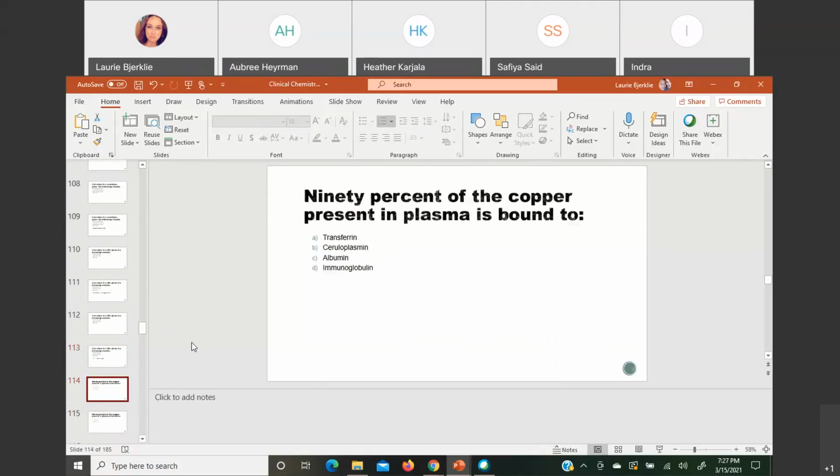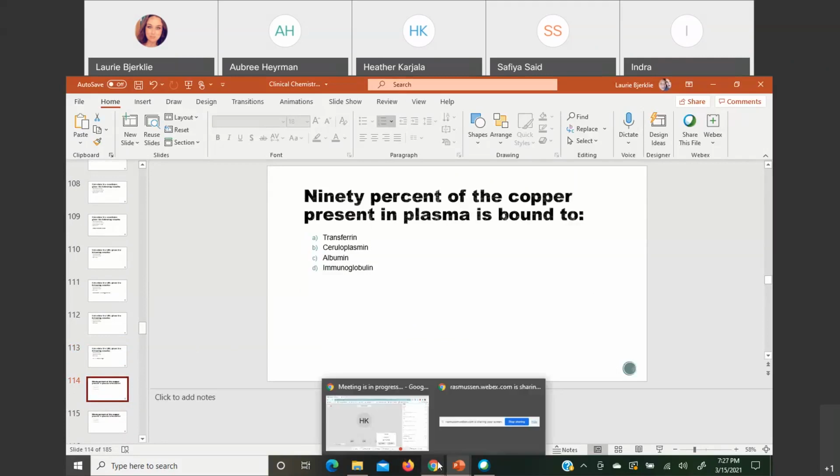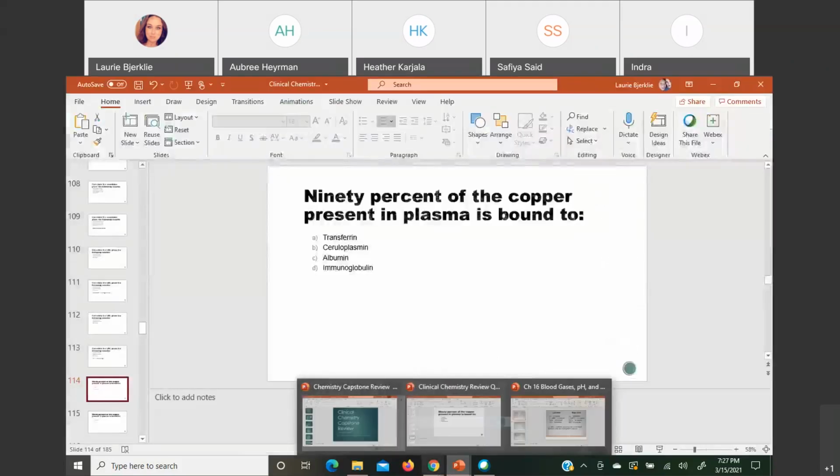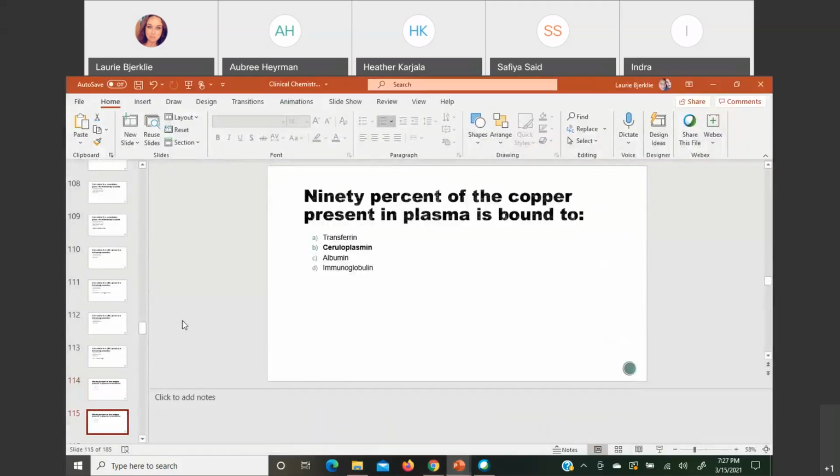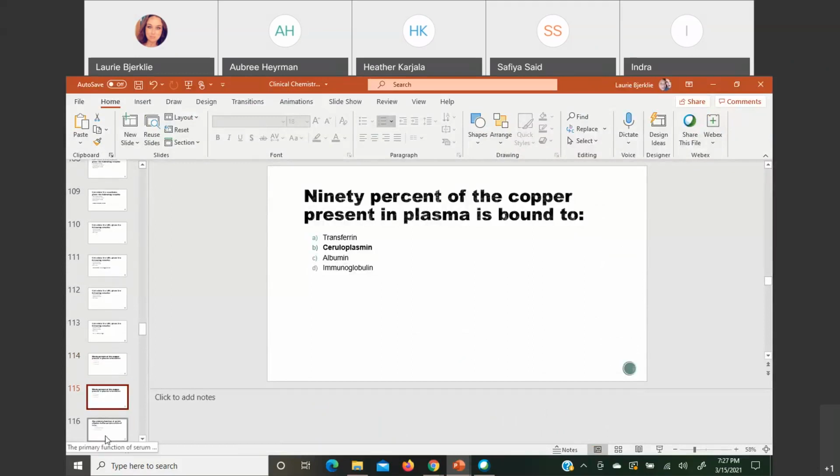90% of copper present in plasma is bound to what protein? What is our main copper-carrying protein? Okay, so I see a few answers. It is ceruloplasmin. I don't know, whenever I see the word ceruloplasmin, I think of cereal. So I don't know, copper cereal? Whatever works for you to memorize it.